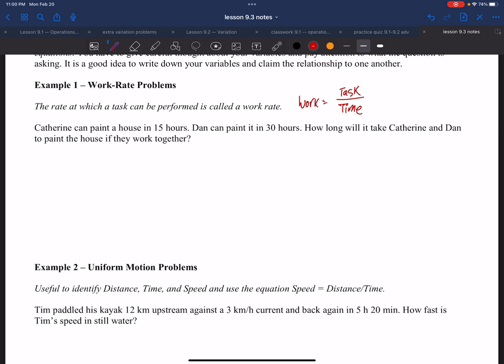And I know that sounds kind of silly, just like, what do you mean by things? Well, let me show you. Okay, so Catherine can paint a house in 15 hours, and Dan can paint a house in 30 hours. So the question asks, how long will it take Catherine and Dan to paint the house if they work together? So 2 things are happening here. We're combining the rate of painting from Catherine with the rate of painting from Dan. Okay. So here's what I'll say. Catherine.